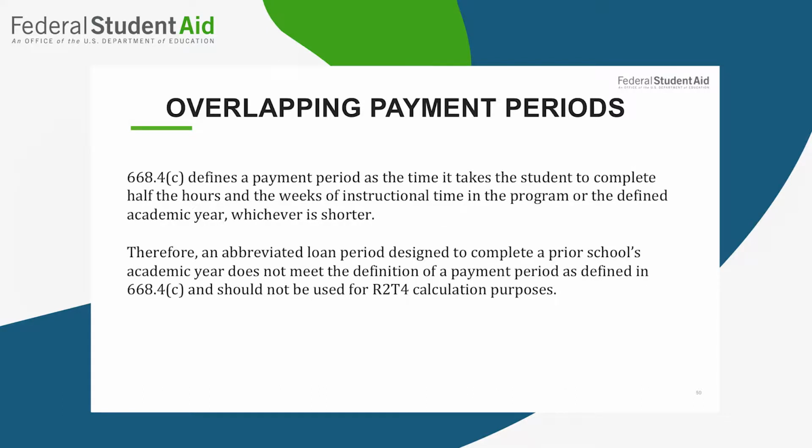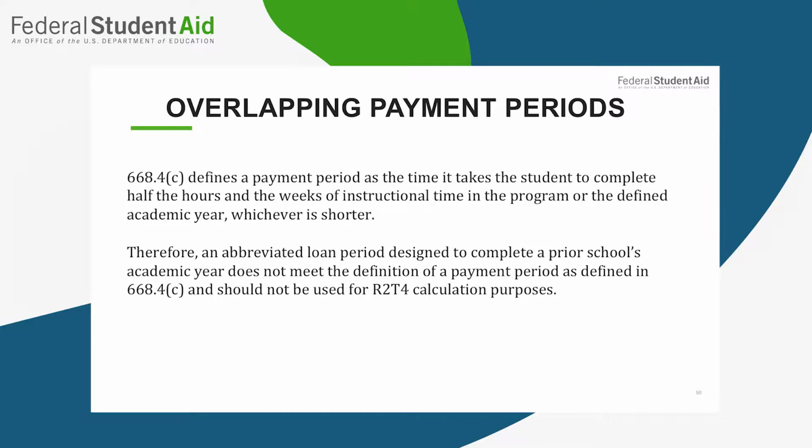Here's why. That regulation, 34 CFR 668.4C, defines a payment period as the time it takes a student to complete half the hours and half the weeks of the instructional time in that program or the defined academic year, whichever is shorter. Now, this applies specifically to clock hour or non-term credit hour programs. So we're only talking about that type of school in this situation. And this is another reason why you need to be familiar with what the definition of the academic year for federal student aid purposes is at your school.